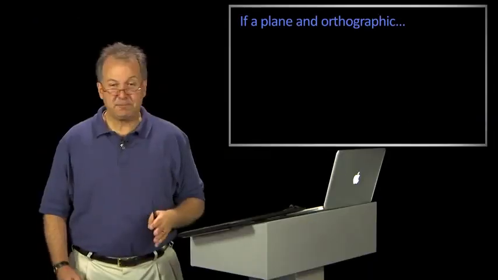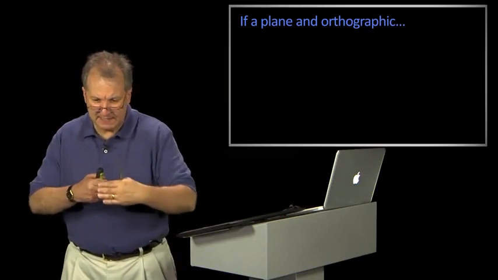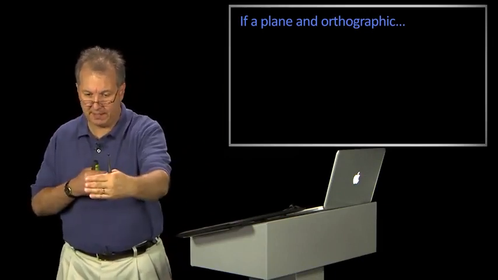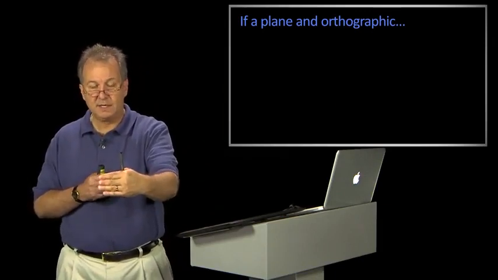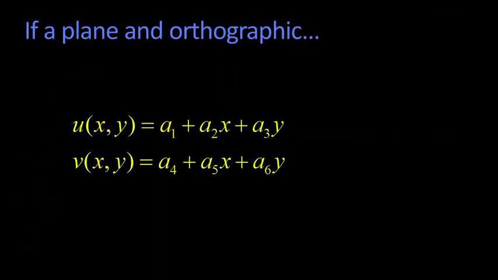Now, if the plane is very, very far away, what does that mean? Well, what it means is if the difference in the distance on the plane is small compared to the distance from the plane to the camera, you can show that this is the simplified model. It's just 6 unknowns, otherwise known as an affine transform. This is one of the reasons that affine transforms are used so much.